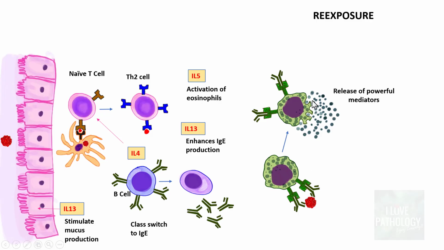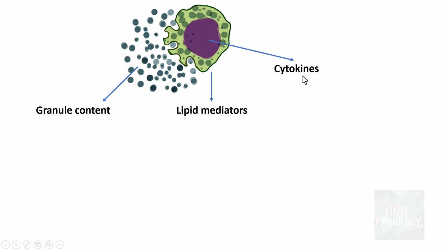So what do these mediators do? They are the ones which mediate type 1 hypersensitivity reactions. So what are the components of mast cells which participate in type 1 hypersensitivity reaction? The first one is the granule content. The second one is the lipid mediators from the mast cells, particularly from the plasma membrane. The third one is the cytokines which are produced by these mast cells.